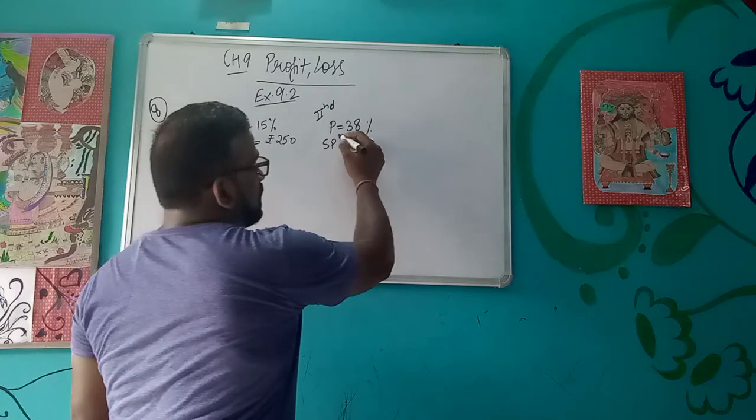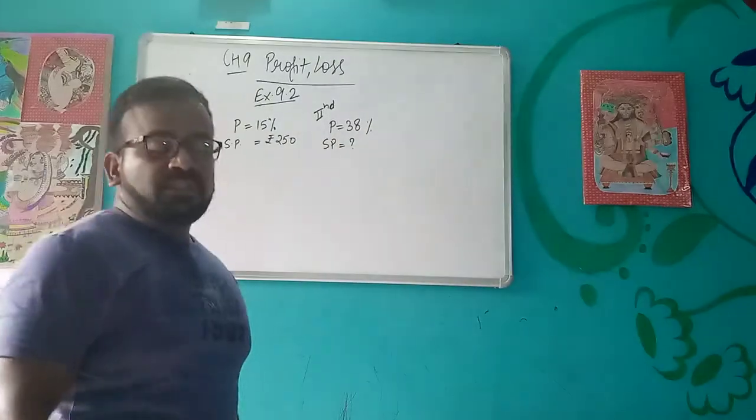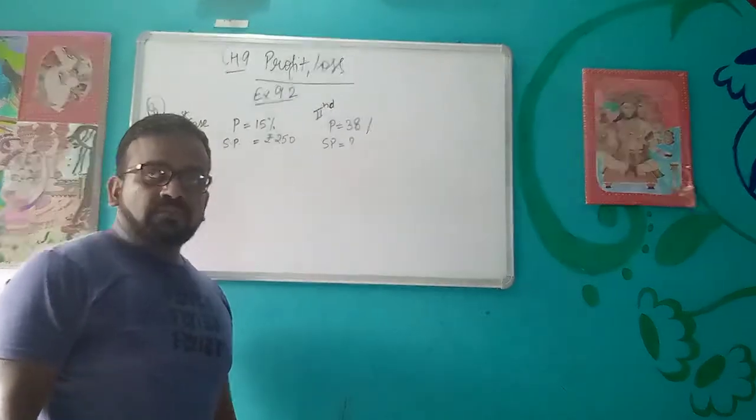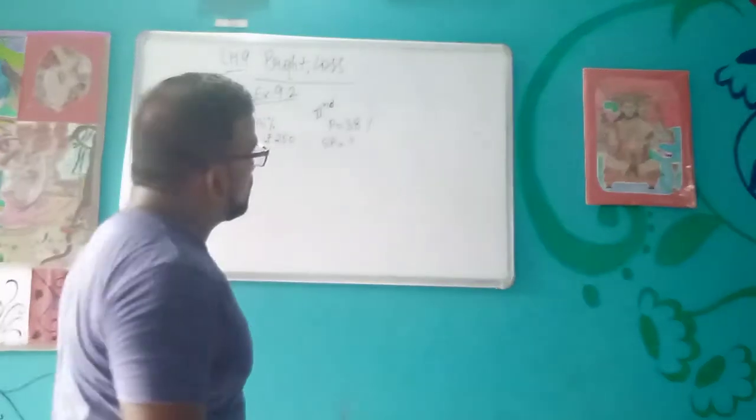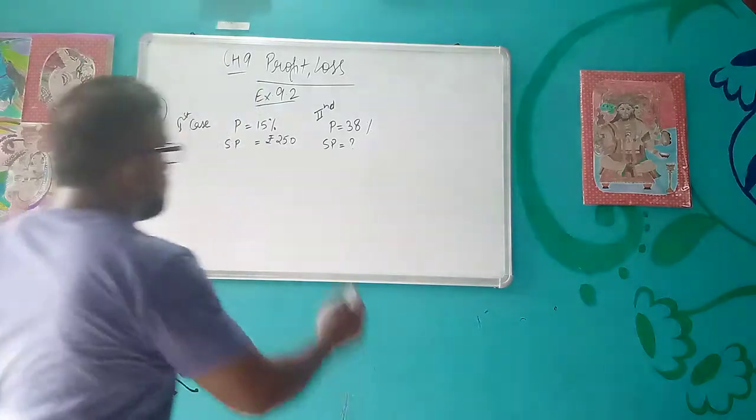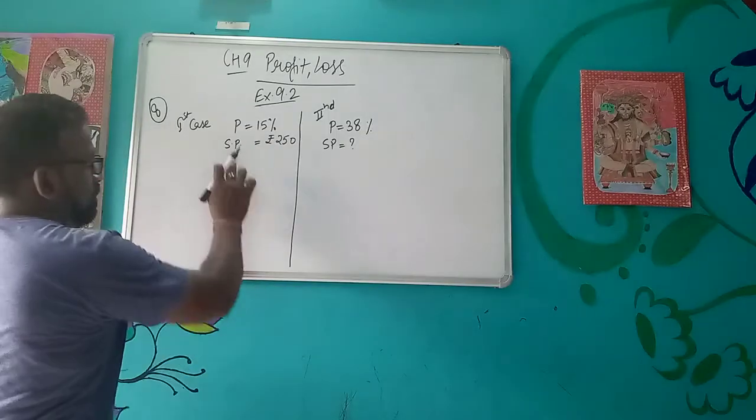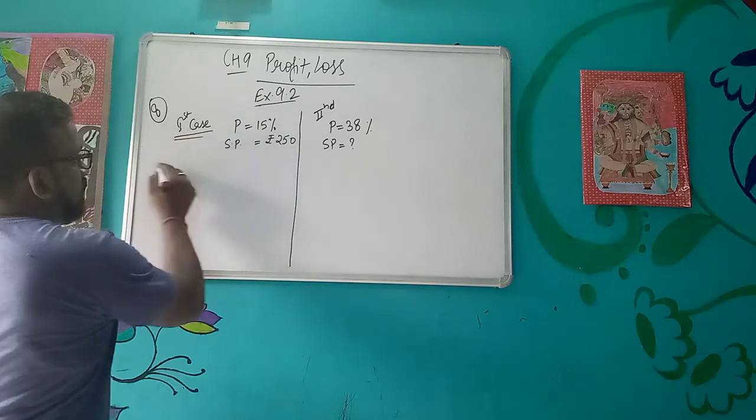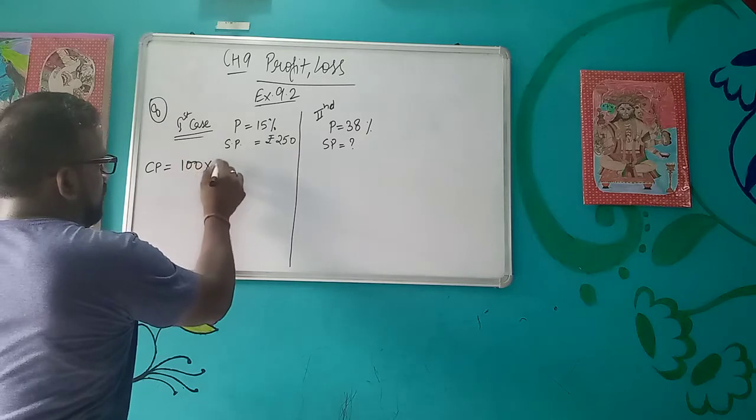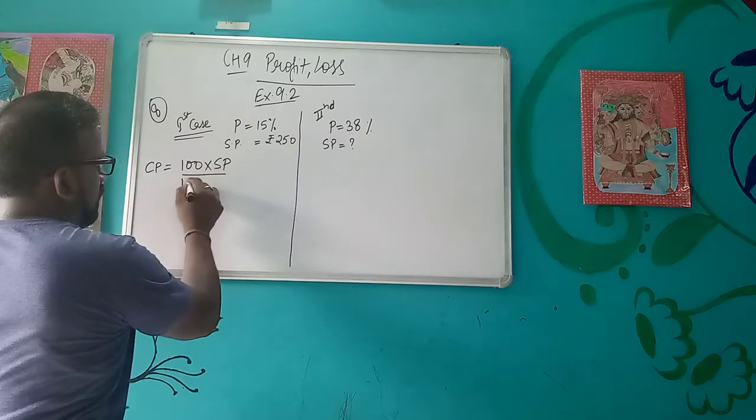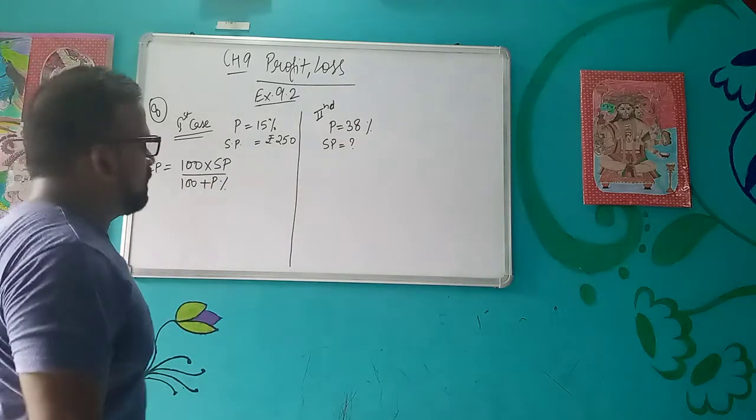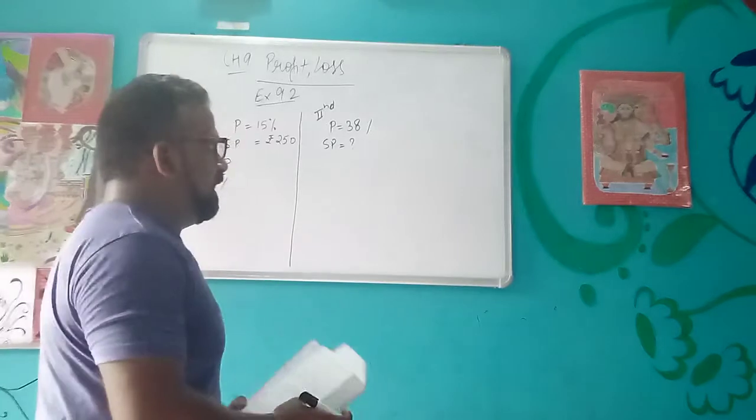Required profit is 38%. So one thing that is certain about these types of problems is that the cost price of the article will remain the same. So first we will calculate the cost price of the article from the first part. So what was CP? CP is 100 into SP upon 100 plus P%. Okay. So you just remember the formulas, identify the variables which are given and identify what is asked.